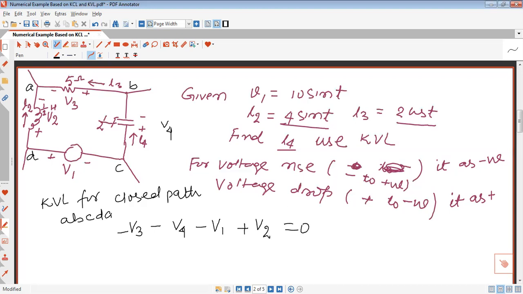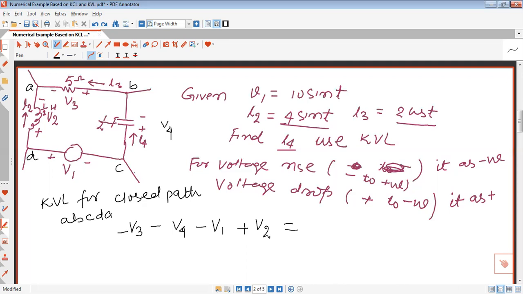This is Kirchhoff voltage law. With this convention, we can write without considering voltage drop or voltage rise, whichever sign comes first. Like here from A to B, negative is coming first, so I have written negative. From B to C, first negative, so negative. From C to D, first negative, so minus is written. From D to A, positive first coming, so I have written positive.